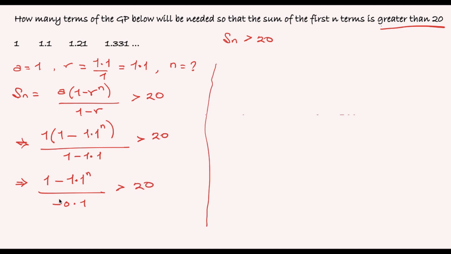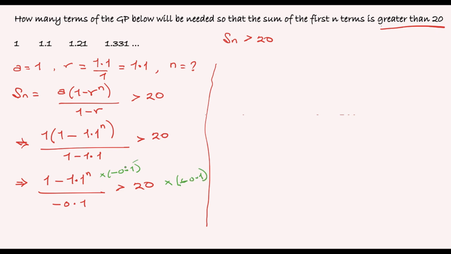So now let's get rid of our negative denominator here by multiplying both sides by minus 0.1. If we do that, what we'll have is, if we multiply by minus 0.1 and we multiply the right side by minus 0.1.